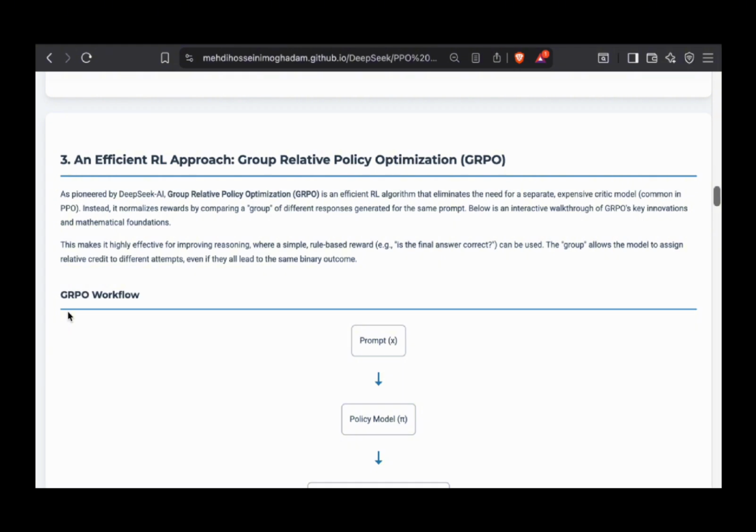But what it does and how it works. As you can see here, it's an efficient RL algorithm that eliminates the need for a separate expensive critic model, common in PPO. We saw that we had such a problem in PPO. Instead, it normalizes reward by computing over a group of different responses generated with the same prompt. Imagine that we have a bunch of possible generated answers from an LLM.